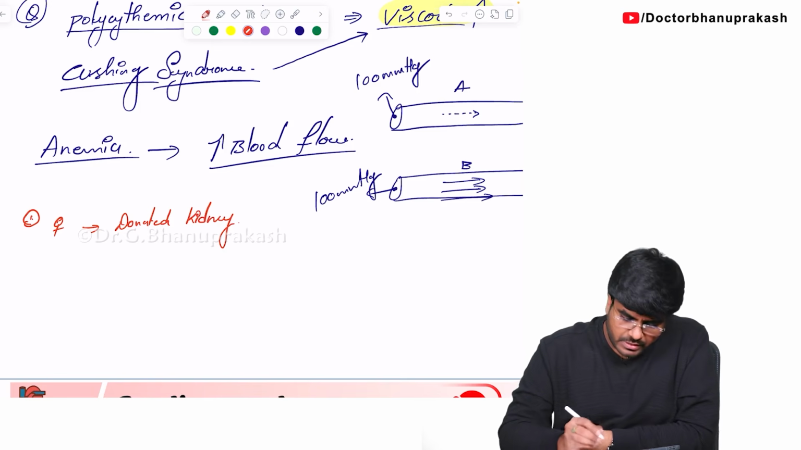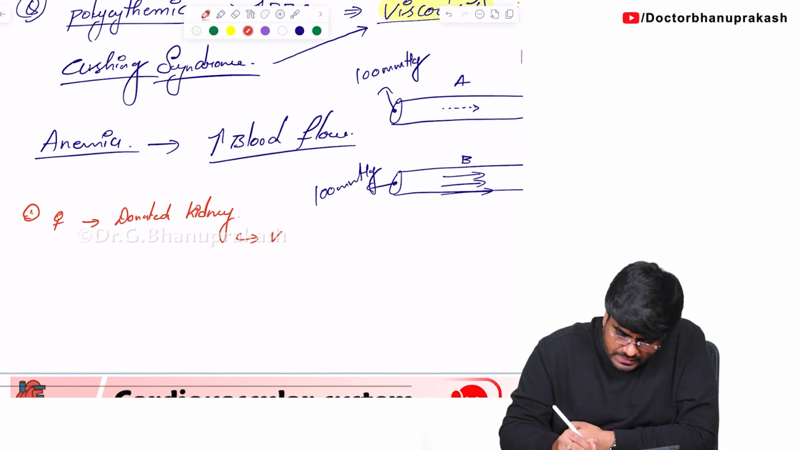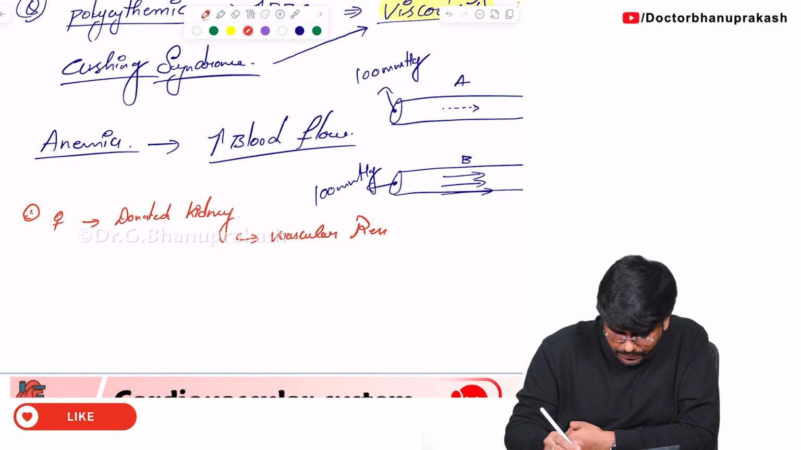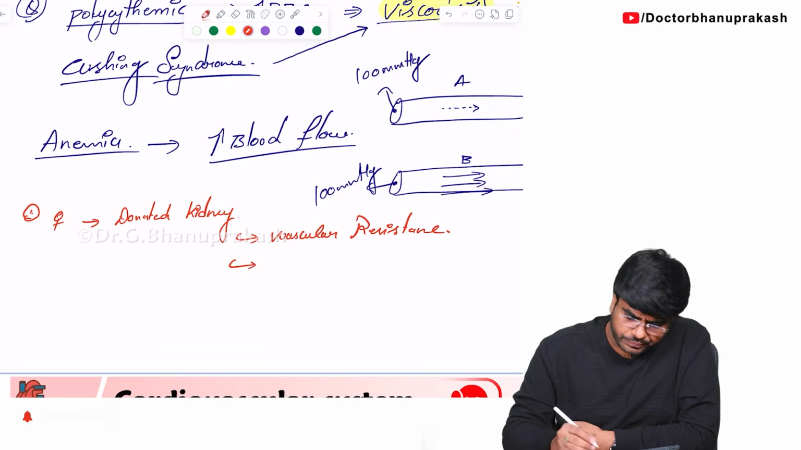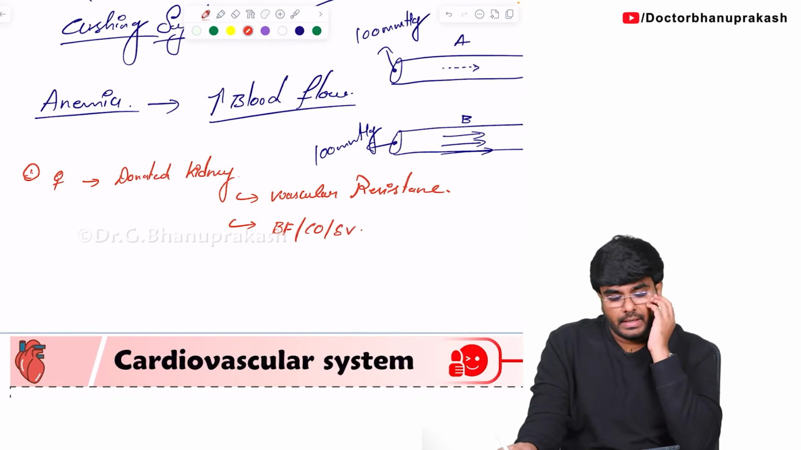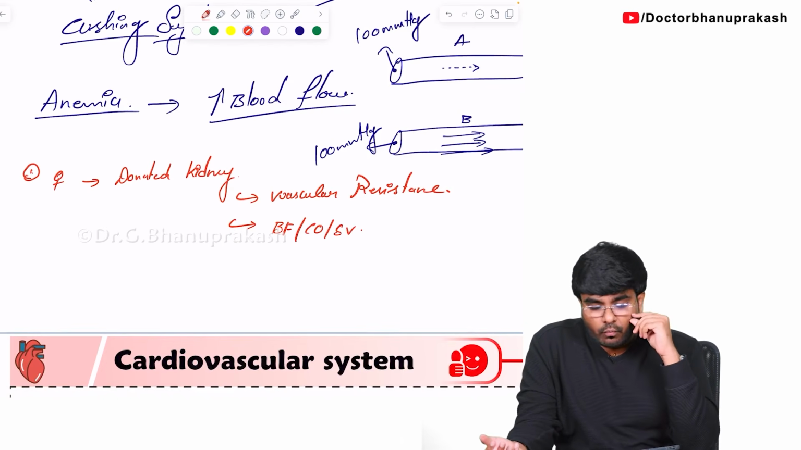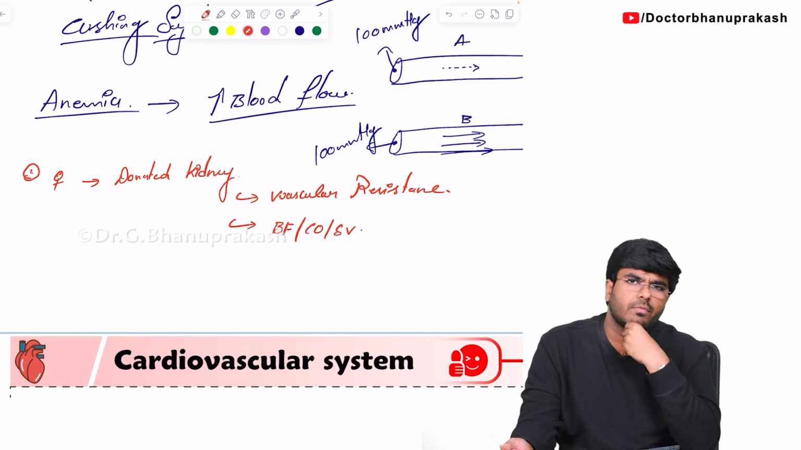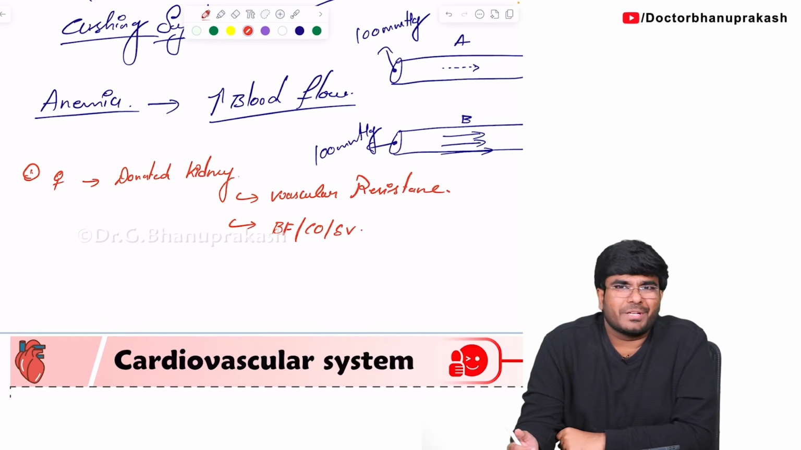Now in such a patient, what will happen to the vascular resistance? And what will happen to the blood flow, or cardiac output, or stroke volume? What do you think will happen? In a patient who has donated a kidney, what will be expected? What do you think will happen to his vascular resistance, and what do you think will happen to his cardiac output or blood flow? It's a little tricky question.